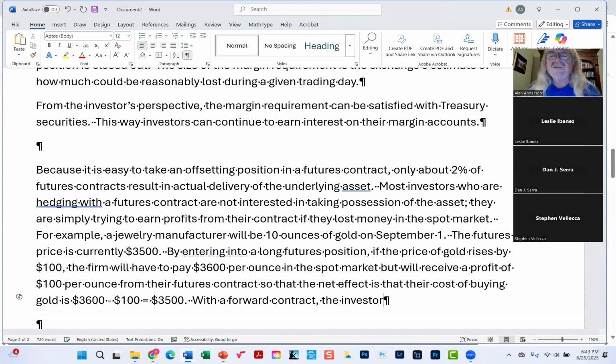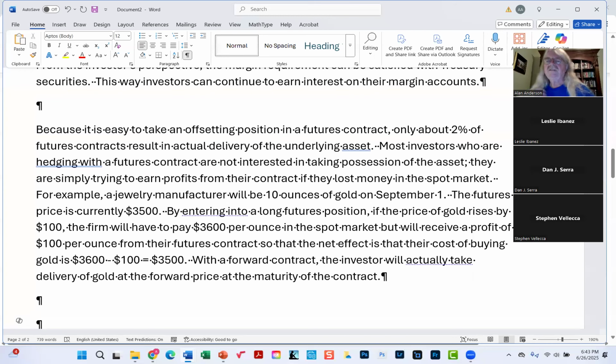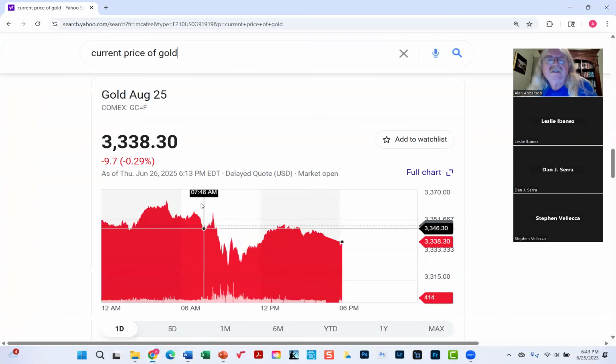The investor will actually take delivery of gold at the forward price at the maturity of the contract. Okay, so these are the key differences.